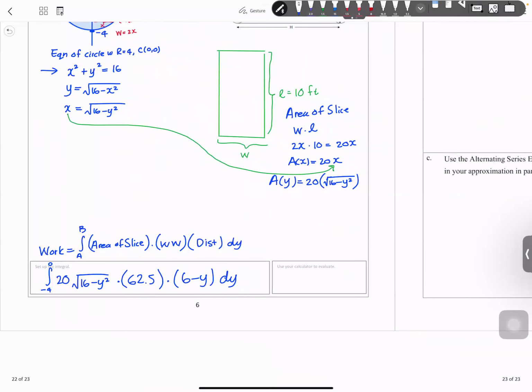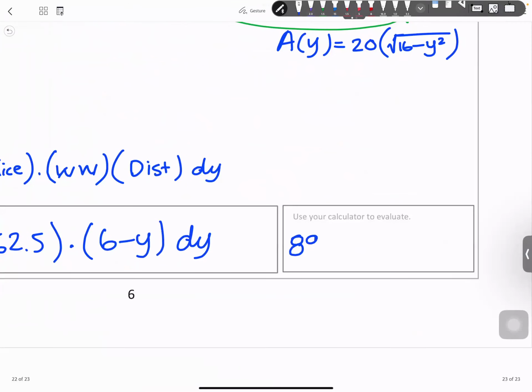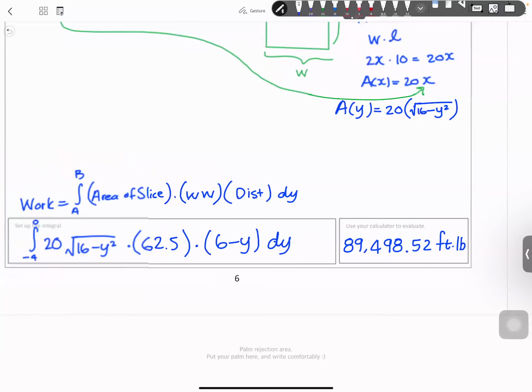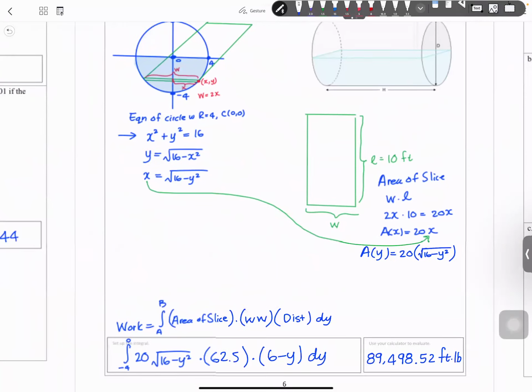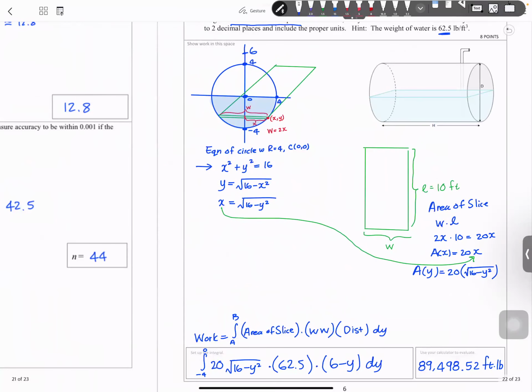All right, and then lastly, they did ask us to evaluate it. So use your calculator to evaluate. They said calculators were fine. I get 89,498.52, and do not forget units. This will be measured in foot-pounds. All right, questions?